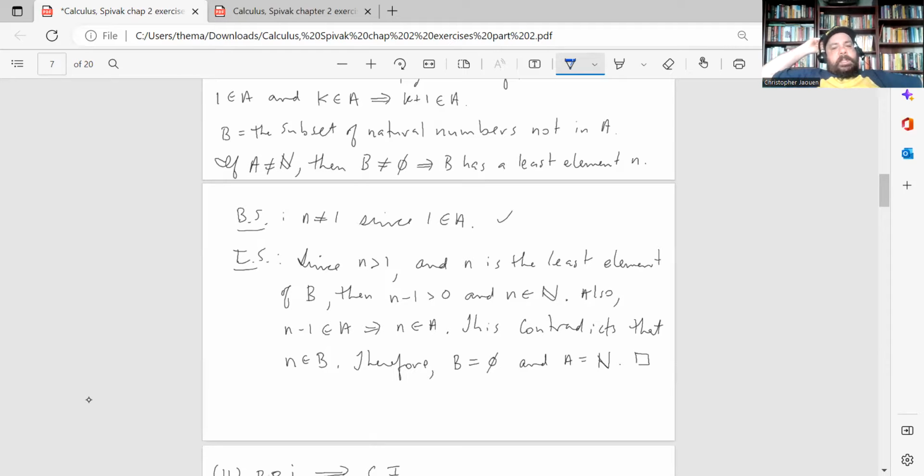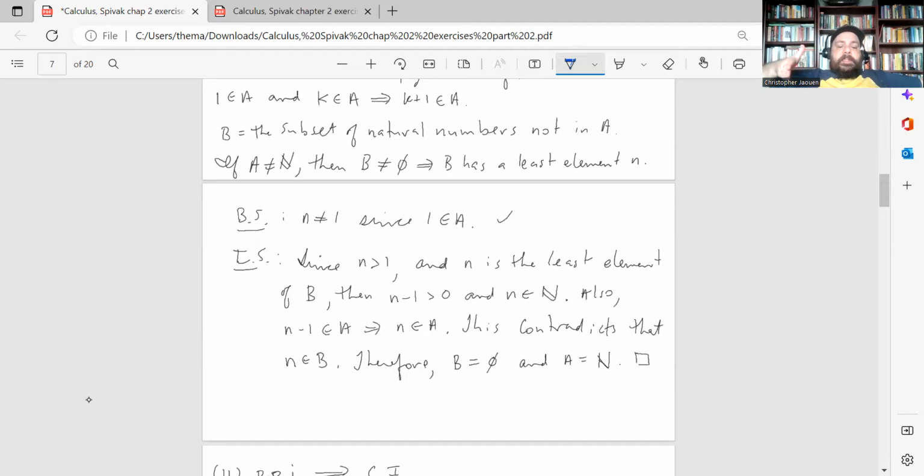The inductive step says since n is greater than 1 and n is the least element of B, then n minus 1, first of all, is a natural number. Well, all the natural numbers are positive, but it is a natural number, in other words. Also, n minus 1 is an element of A because n is the smallest natural number that's not in A, right? So that means that n minus 1 is in A.